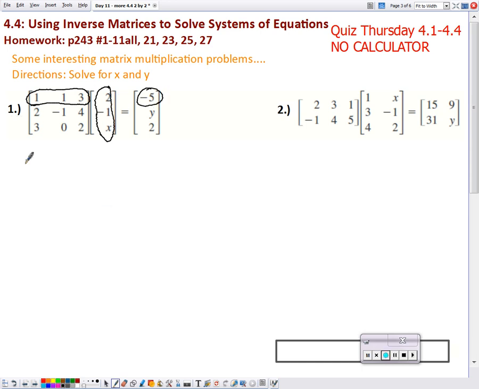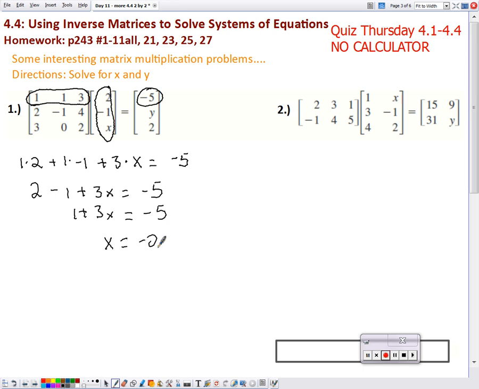So 1 times 2 plus 1 times negative 1 plus 3 times x equals negative 5. So that will be 2 minus 1 plus 3x equals negative 5. Well, this becomes 1 plus 3x, and that means that x equals negative 2.